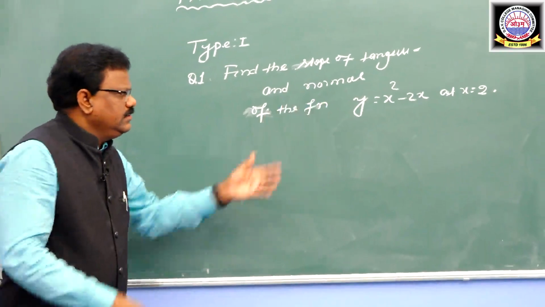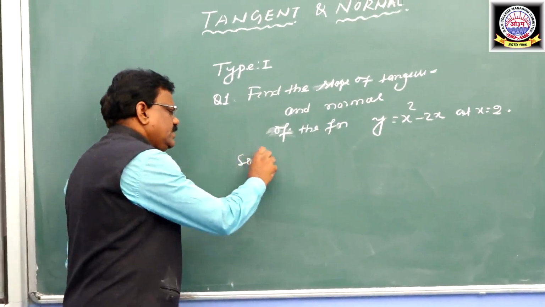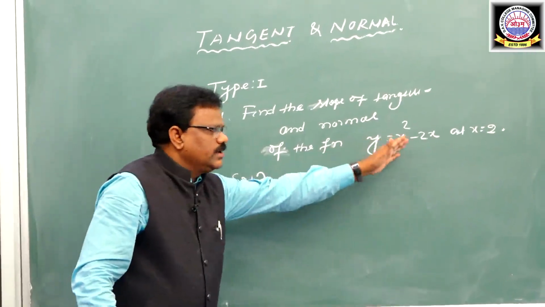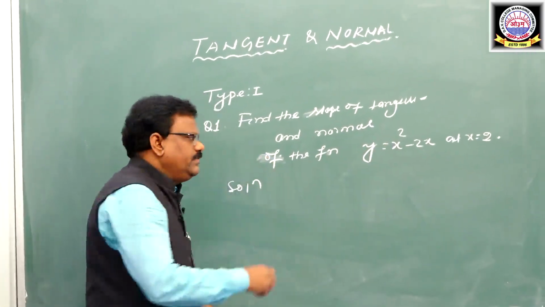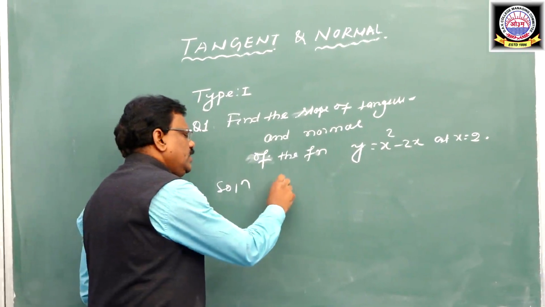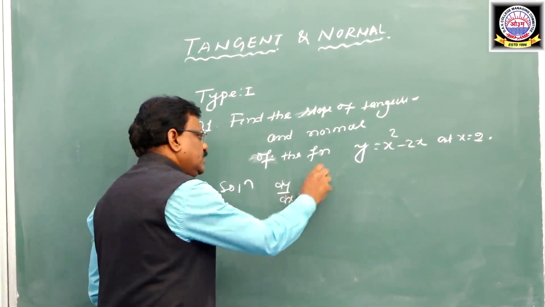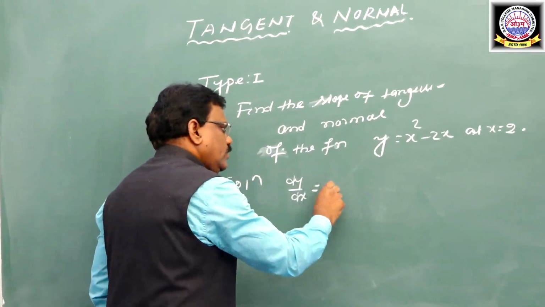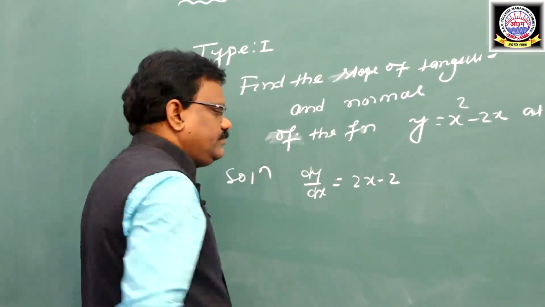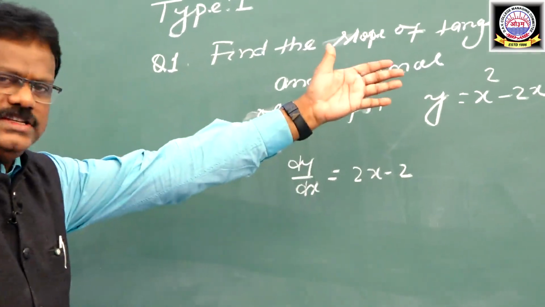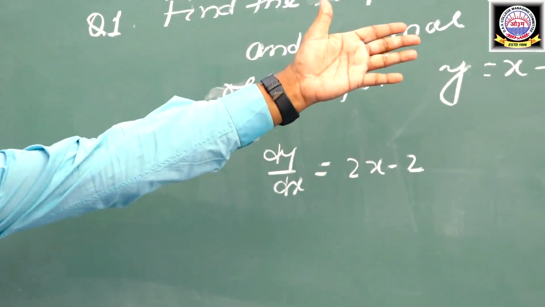So the function is given. So let us see how to do it. Very easy. y is equal to x square minus 2x. So simply find out the derivative. So dy by dx is equal to derivative of x square, 2x, minus 2. And the point is given at x is equal to 2 only. The value of x is given here.